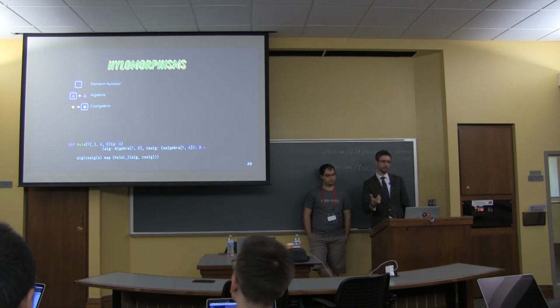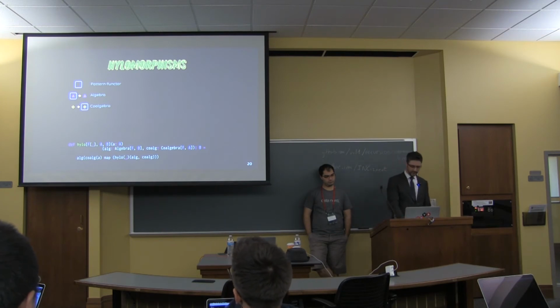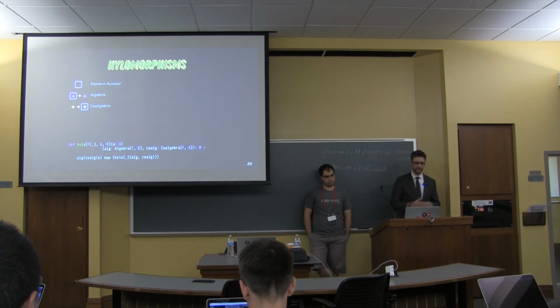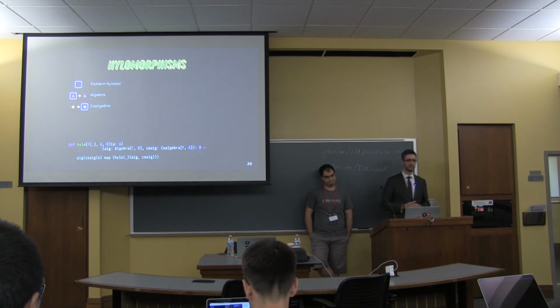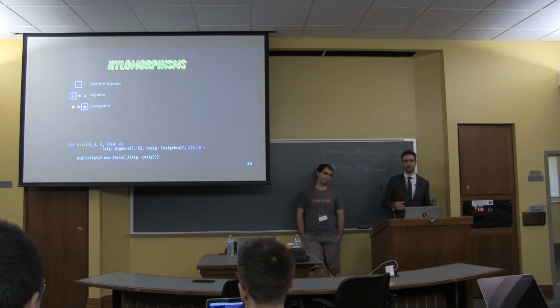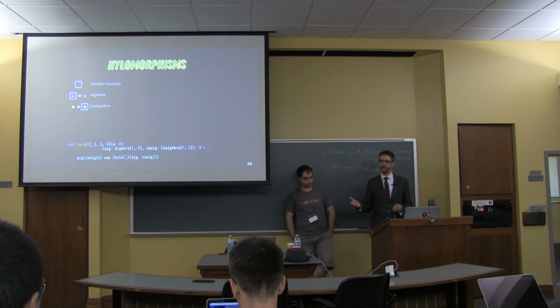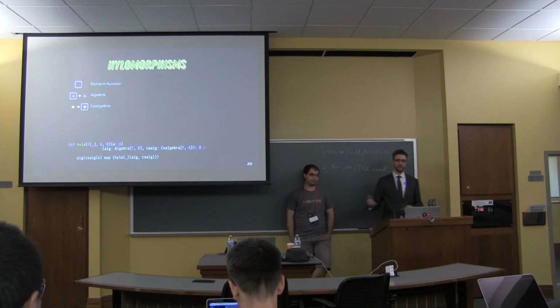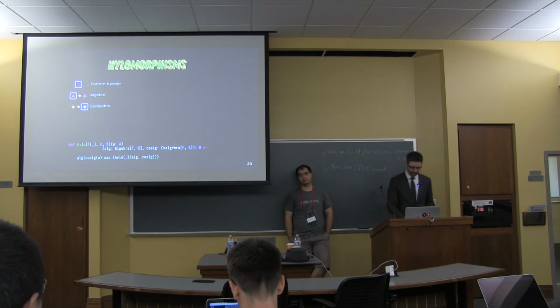And the coalgebra is the dual of that. So it goes from an A and builds an F of A. If we look at the definition of hylo, it takes a value of type A, a coalgebra from A to F of A, and an algebra from F of B to B. And at the end, it produces a B. So it's just a fancy way to go from A to B while using a recursive structure on the way.